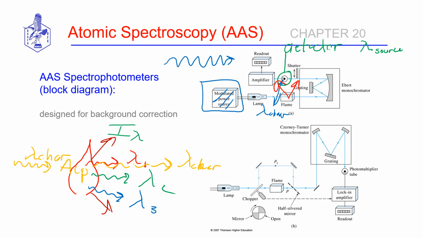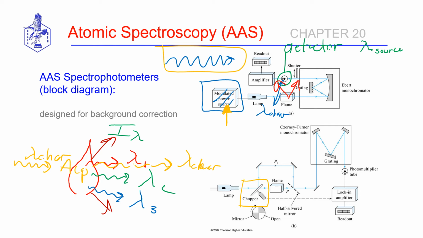Okay. The other way of getting around this is to either use a modulated power source, where it's on for a certain period and off, and that's the frequency of modulation. Or the other thing we can do is use a chopper in our block diagram.